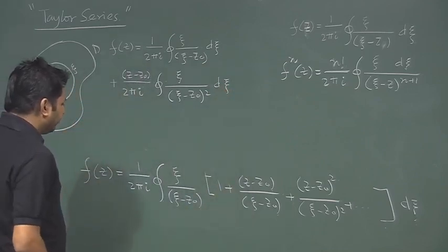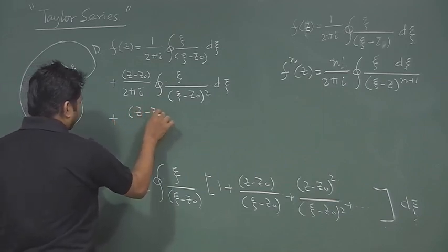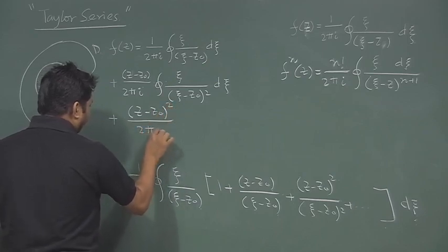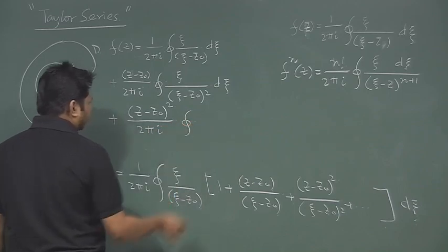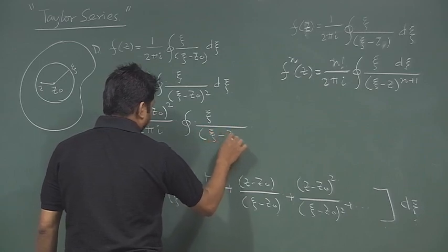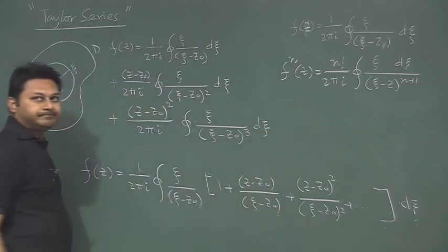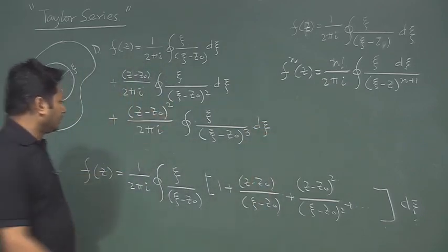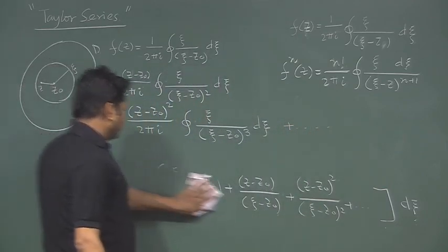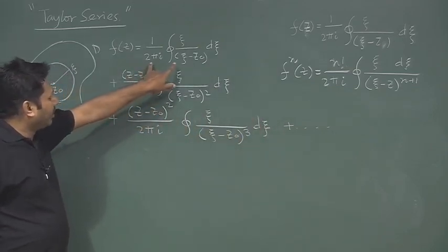What about the third term? Third term will be (z minus z0) square divided by 2 pi i, total integration of f(xi) divided by (xi minus z0) cube d xi, and so on and so on. Now, what I will do, I will just try to find out what is the meaning of this term.